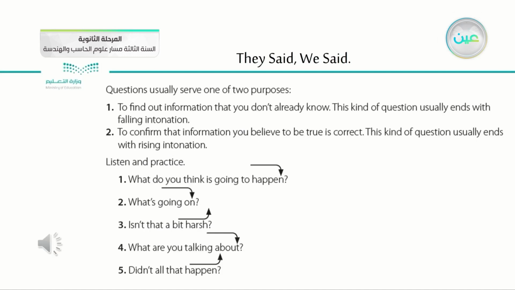We had some exercises here, like what do you think is going to happen? In this part, as you can notice, there is an arrow that's going down. That means this sentence or this question ends with a falling intonation, and number 3 and number 5 end with an arrow that goes up. That means it's a question that ends with a rising intonation.